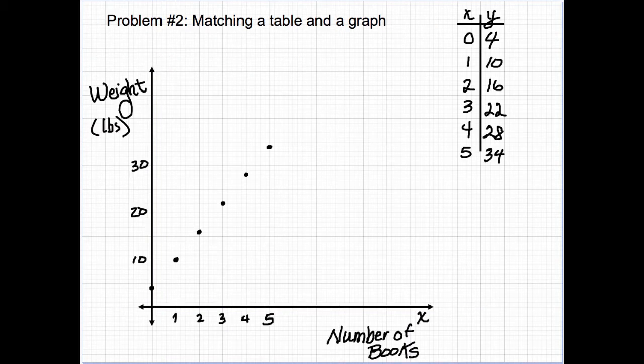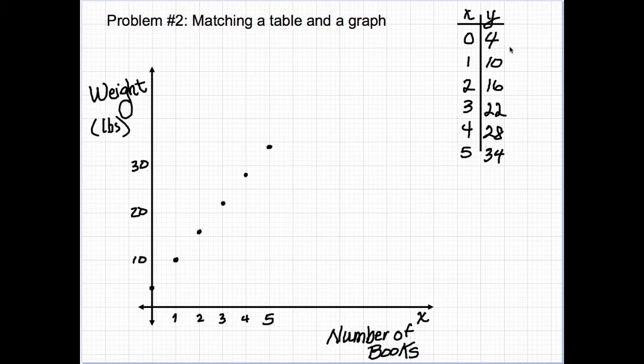Problem number 2 in this chapter is about matching a table and a graph. I'd like to show you two different tables and their respective graphs to help you understand how to do the matching. So here's graph number 1. This graph relates the number of books to the weight of, let's say, a briefcase or a backpack. The table shows X as the number of books and Y as the total weight of the backpack and books.